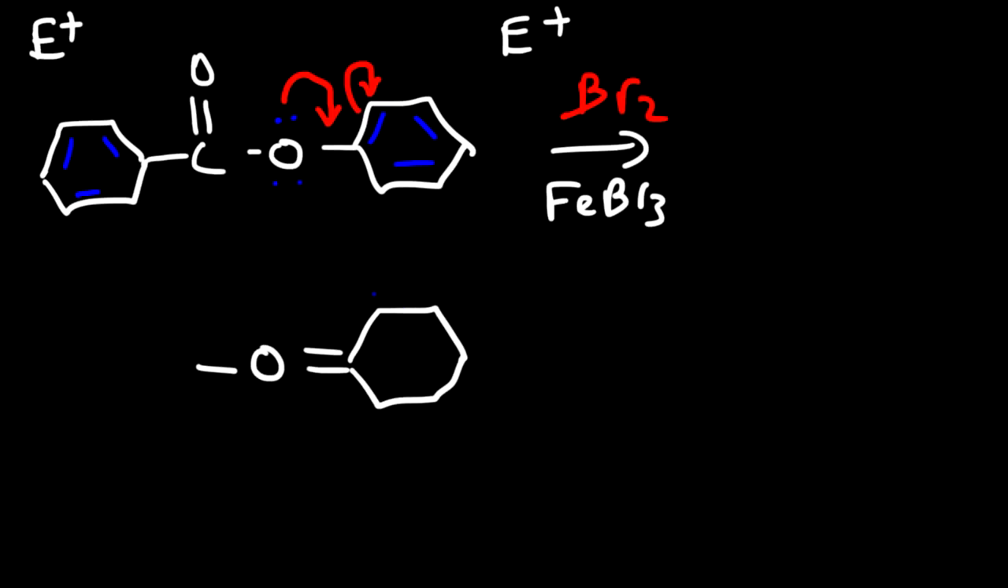So notice that we have a negative charge on the ortho carbon, which means that the bromine atom can go on the ortho position, which means this is an ortho-para director.